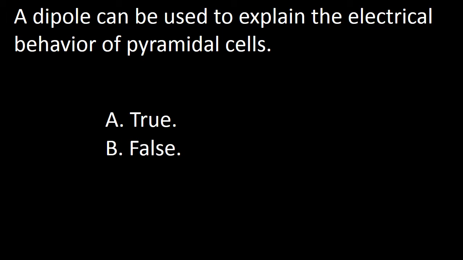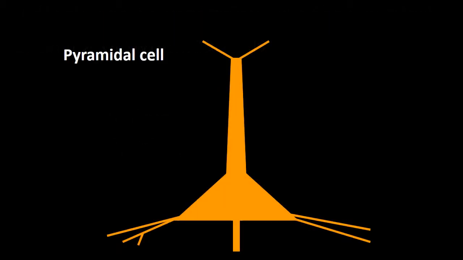Next question. A dipole can be used to explain the electrical behavior of pyramidal cells. A true, B false. This is a representation of a pyramidal cerebral cortical cell, but with some variation, it could be a pyramidal-like cell anywhere else in the central nervous system. The pyramidal cortical cell is the generator of electrical activity recorded during EEG.